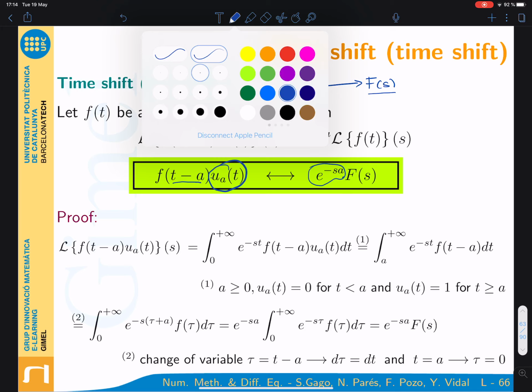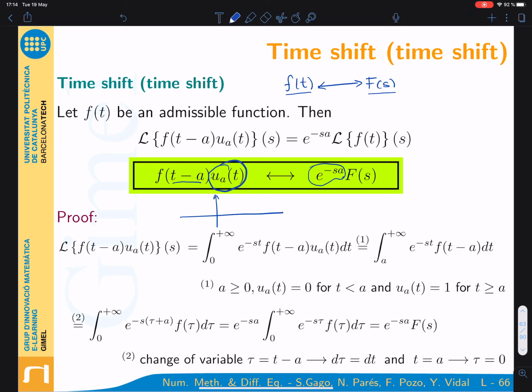The meaning of multiplying by u_a is pretty simple. Remember that u_a is a function that is 0 up to a, and then its value switches to 1. So whenever I multiply a function by u_a(t), what I'm doing is making it 0 before a, because I'm multiplying by 0. So only the function from a up to infinity remains with values different from 0.